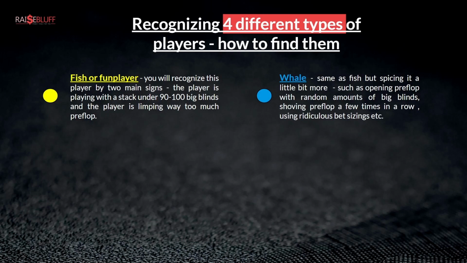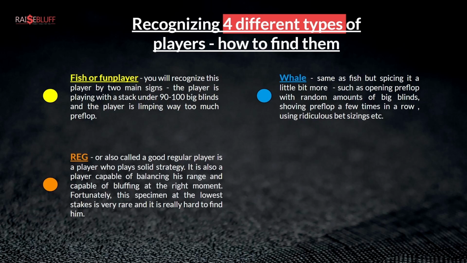The second type of the player we want to mark is the same as fish or fun player, but spicing it a little bit more, such as opening pre-flop with random amounts of big blinds, shoving pre-flop a few times in a row, opening some funny sizes like 27 blinds pre-flop or 63 blinds pre-flop or whatever is on his mind.